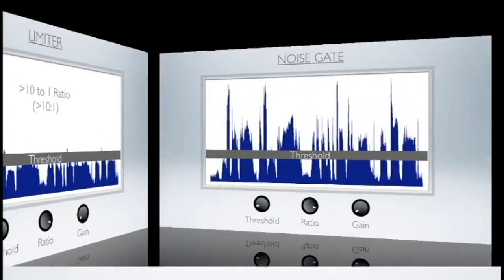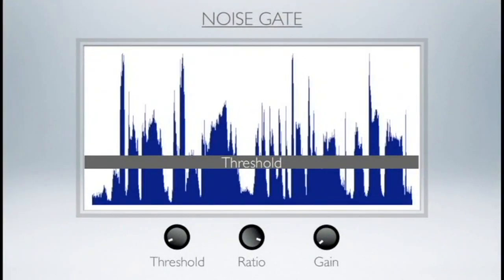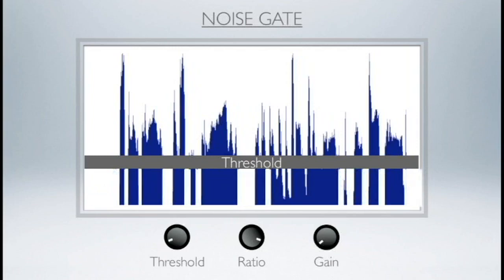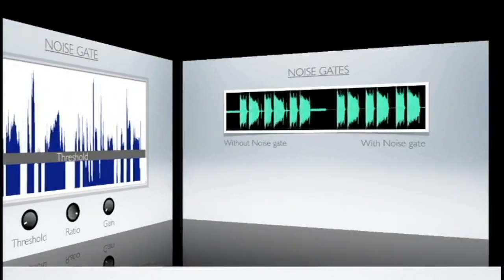Now, the third type, a gate, is an interesting thing, in that it's almost like a compressor in reverse. Anything below that threshold is reduced by a ratio. In a strict noise gate, you could have a signal like, say, a noisy guitar amp and set the threshold so that only the signal above it gets through and that lower signal gets cut right out. Let's actually hear an example of this.